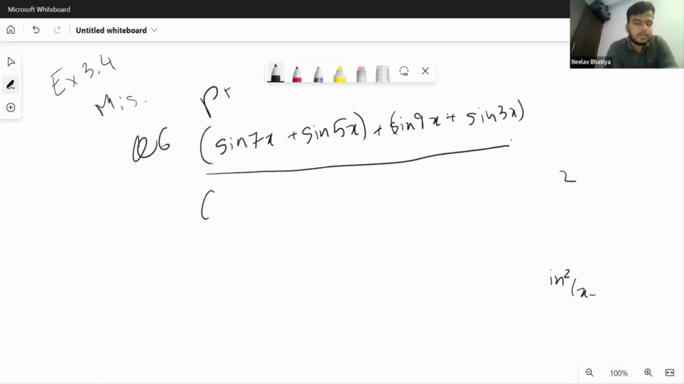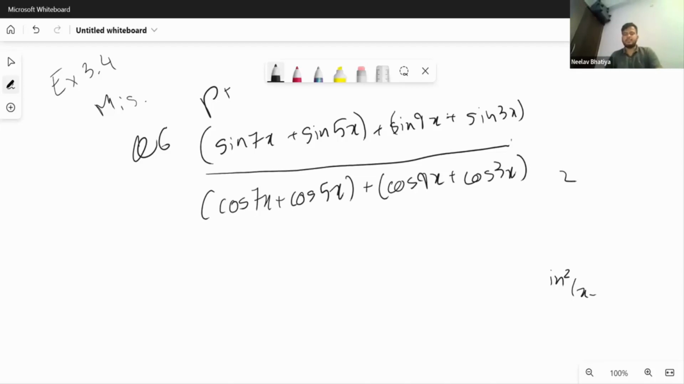So in the denominator, I'm going to have something like cos 7x plus cos 5x plus cos 9x plus cos 3x. Correct. Now I need to prove this equal to tan 6x. Let us start with the LHS term. Apply the C plus D formula here: sin C plus sin D is equal to 2 sin of (C plus D) by 2 times cos of (C minus D) by 2, correct?